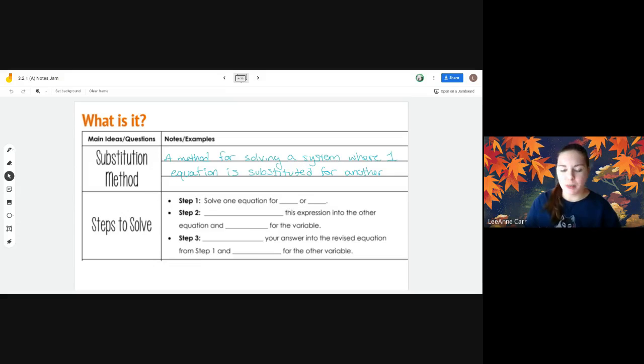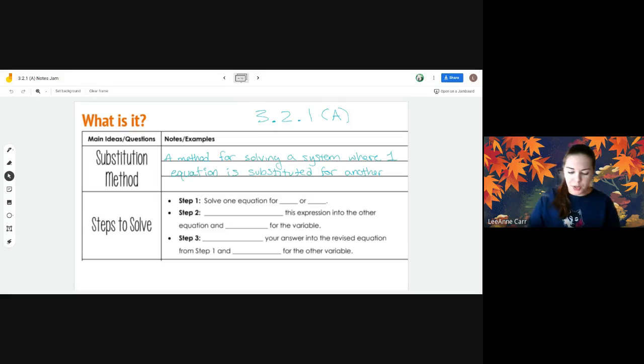So we talked about substitution yesterday, and that learning target, as a reminder, was 3.2.1a. We're looking at the first part of that. Previously, we had talked about solving a system graphically. Today, we're talking about solving it algebraically, and this is one of the two ways that we can do it.